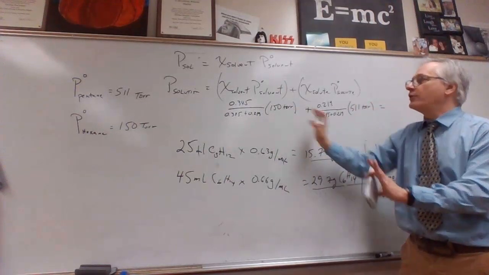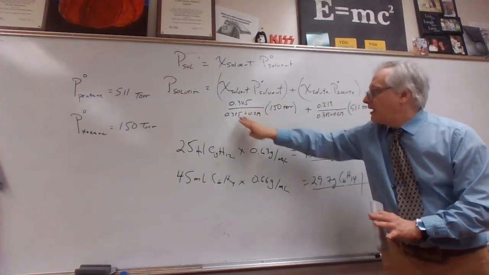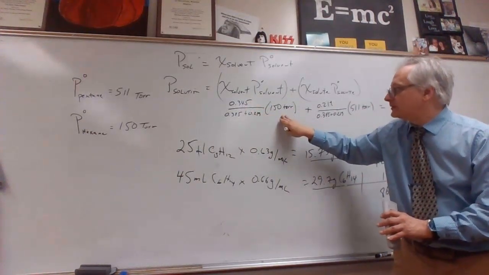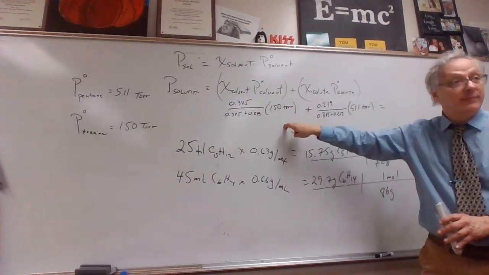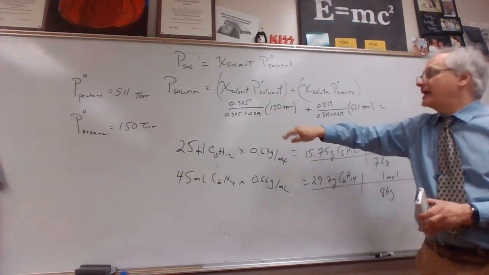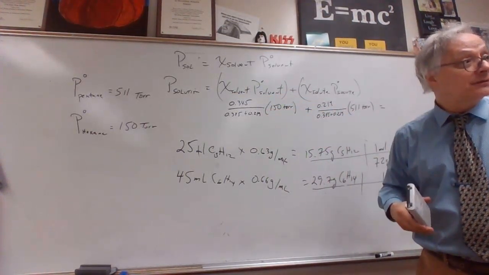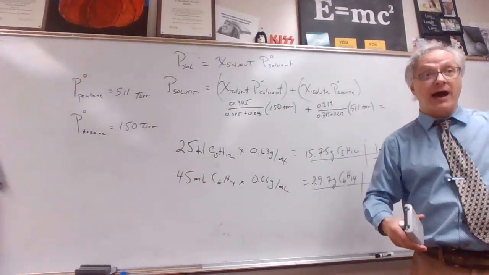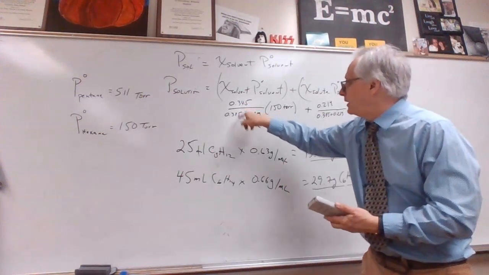Before you do any math, you take a look, and you say, okay, I'm going to have a contribution from this and a contribution from this, so my answer has to be somewhere between these two numbers. If you're doing a Raoult's law problem like this and you come out with a number that's lower than the lowest pressure or higher than the highest, you've done something wrong. All right, let's chug and plug here.